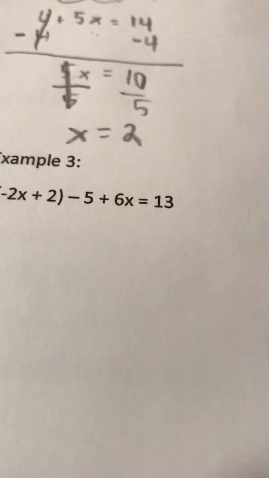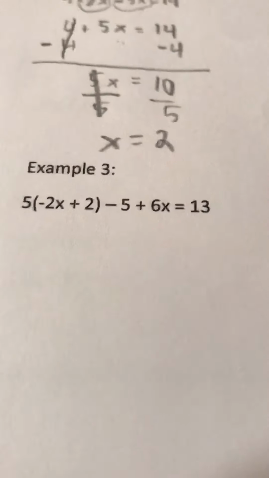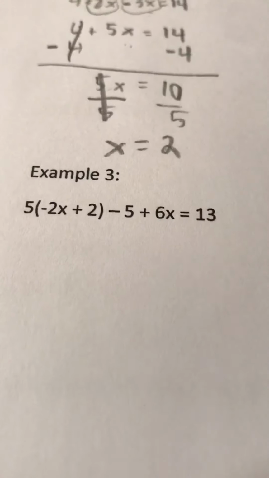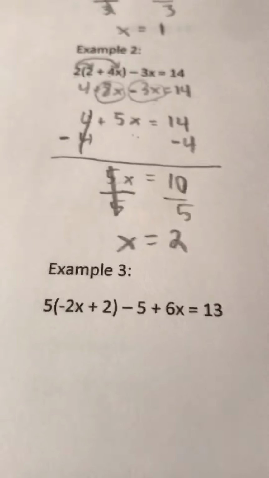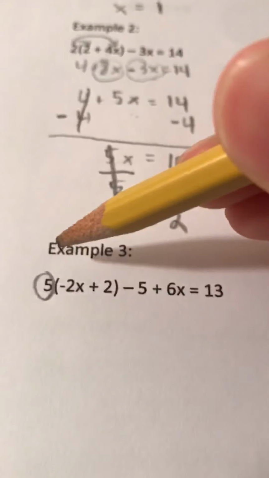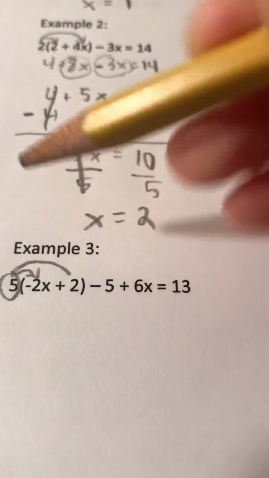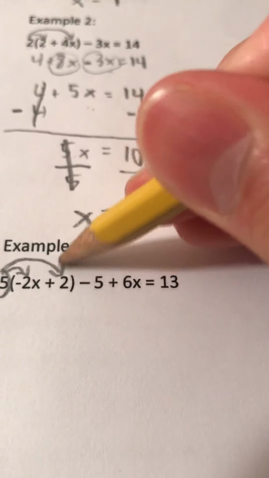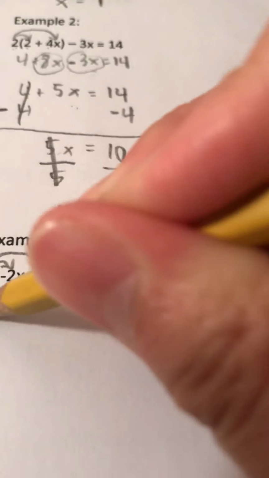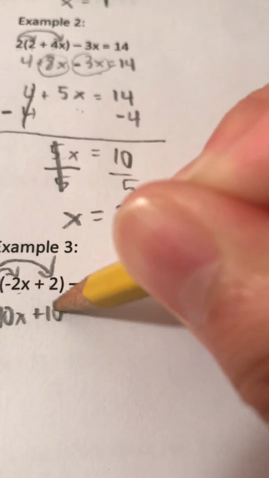Example number 3. I see there's distribution. I gotta distribute first. Anytime you see distribution, just distribute first, all right? And then start cleaning it up by combining like terms if you need to. So I gotta distribute this 5 to the negative 2x. I have to also distribute the 5 to this positive 2. 5 times negative 2x is negative 10x. 5 times plus 2 is plus 10.